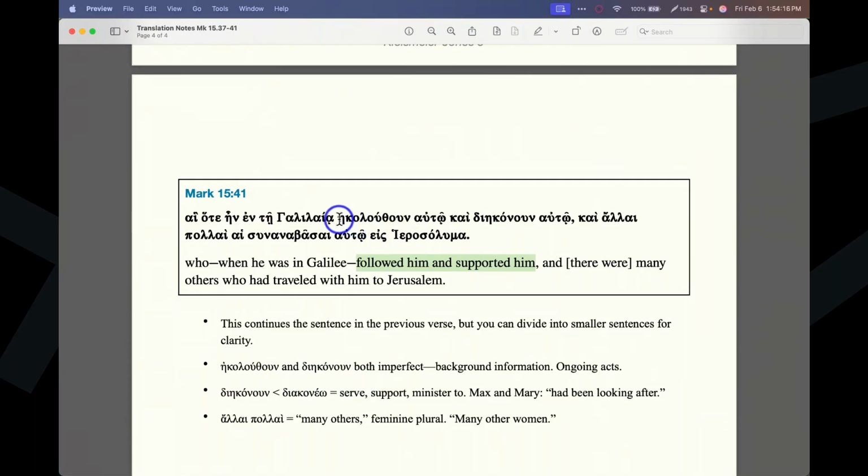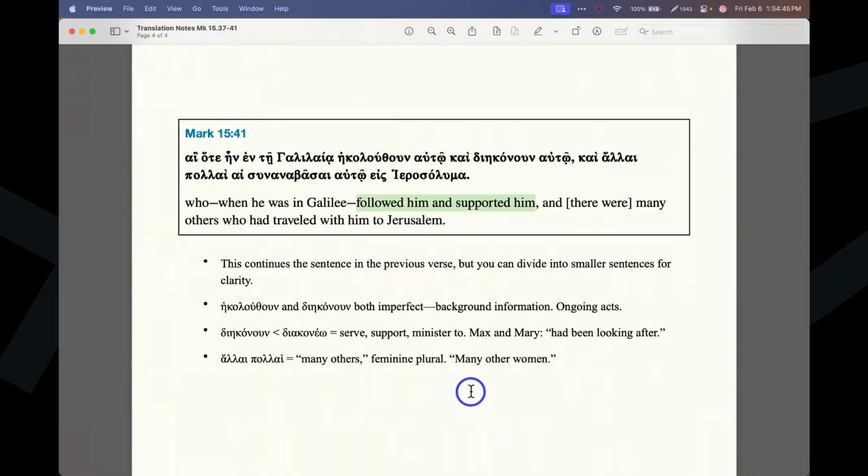You know, this akoloutheo is typically more than just you followed someone across the room one time and that's it. So that paired with the support or minister or serve gives us the sense of this was an ongoing thing, which again, just why don't we have more about them? I don't know. Diekonoun is from diakoneo, serve, support, minister to. Max and Mary, from their grammatical analysis of the Greek New Testament, give us had been looking after.